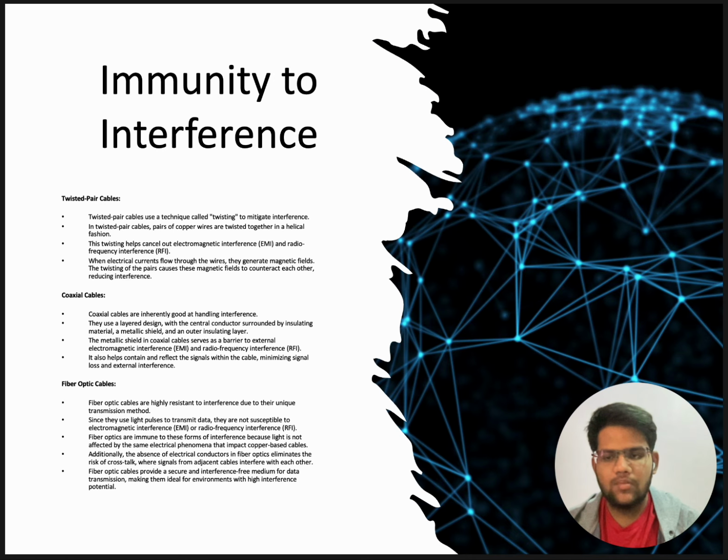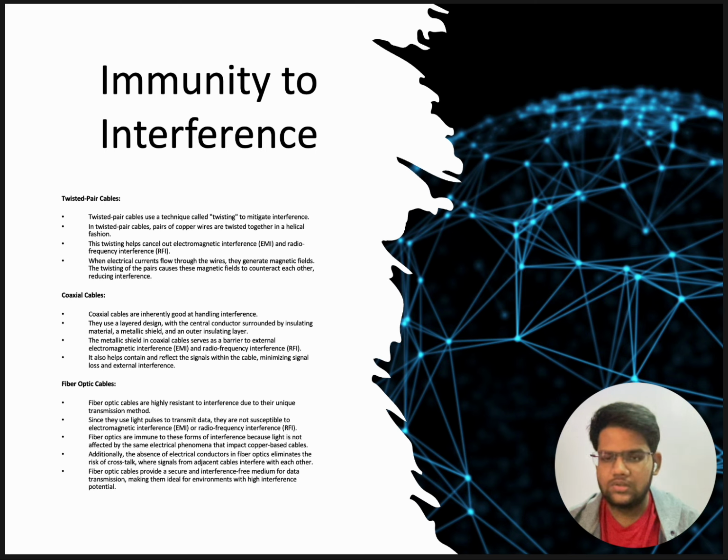Let's see how each cable type handles interference. Twisted pair cables. Twisted pair cables employ a technique called twisting of wire pairs to combat interference. Pairs of copper wires are helically twisted together. This twisting action counters electromagnetic interference and radio frequency interference. When electrical current flows, the twisted pair's magnetic fields cancel each other out, reducing the interference. An insulating layer adds an extra shield against the interference.